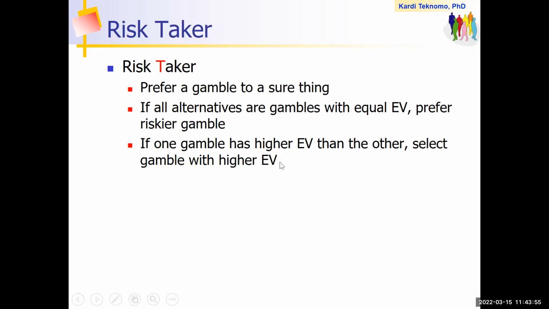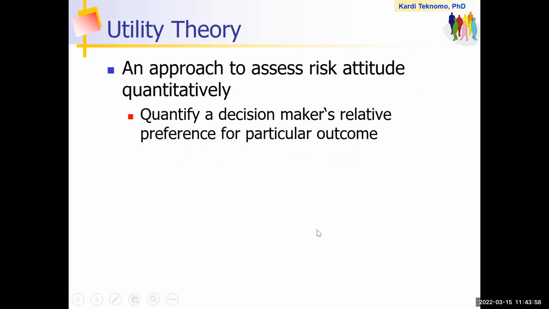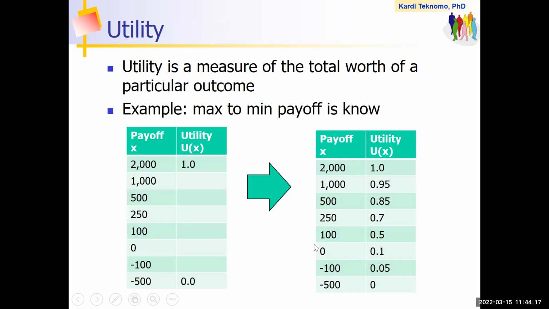Now, utility theory is an approach to assess risk attitude quantitatively. You will try to quantify your own relative preference for a particular outcome. So here is the practice. Utility is a measure of the total worth of a particular outcome.